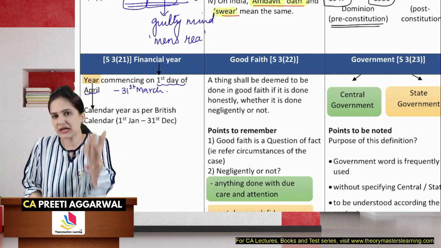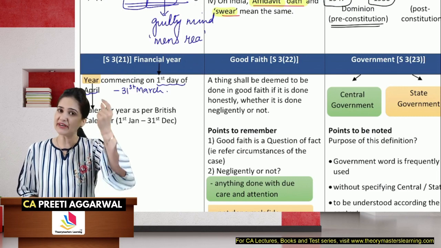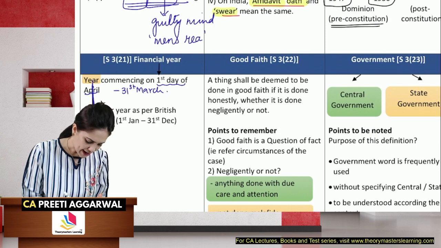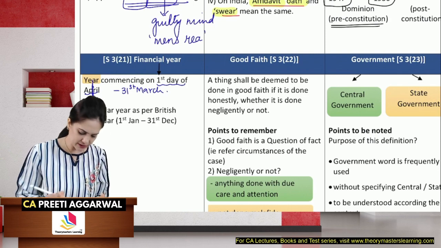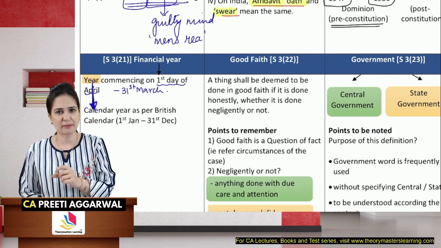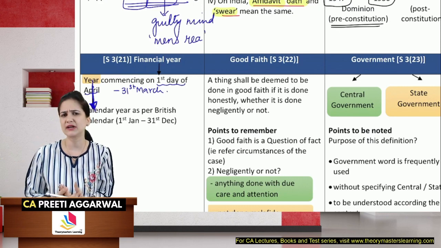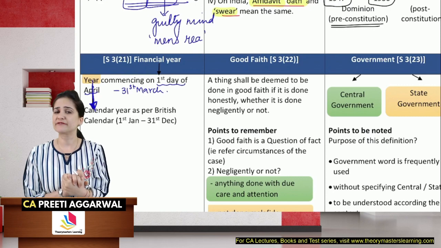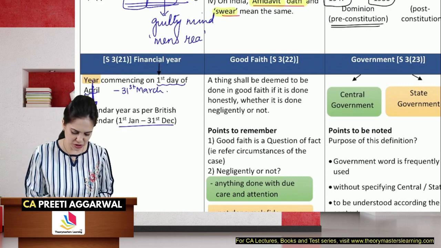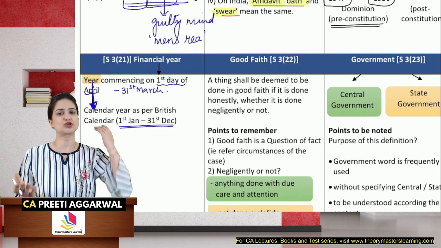Since the word year is used, it is also inevitable that we define the year. So what is the meaning of a year? Year actually means a calendar year. But since financial year is defined as a year beginning from 1st of April, this is not calendar year. Calendar year will mean the year as per the British calendar, which is 1st January to 31st of December.